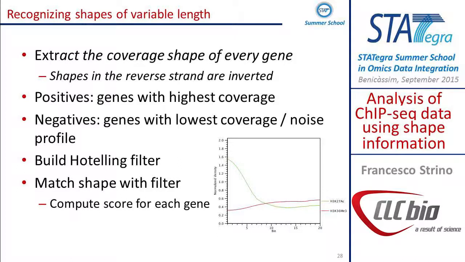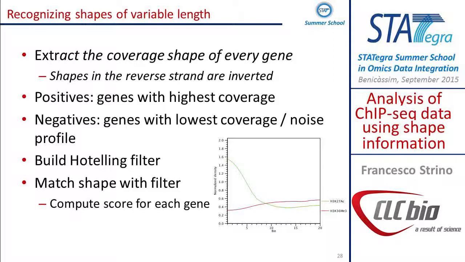And the nice idea also here is that we can take every gene and just look at the coverage shape. So look at how much the coverage is in the beginning, in the middle, and so far and so forth. And so we can just extract the shape for every gene, and then, of course, if a gene is on the reverse strand, we will invert the shape so they match the other ones. And then again, positives will be just genes with the highest coverage. Negatives will be genes with the lowest coverage, or just get some profile of how the noise looks like.